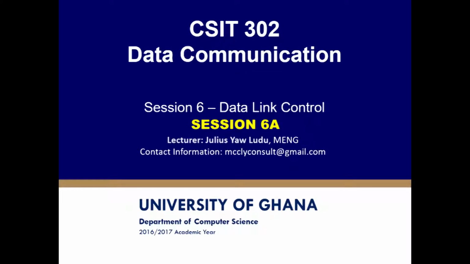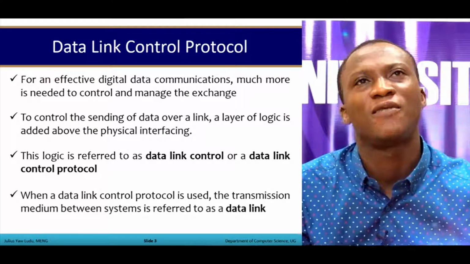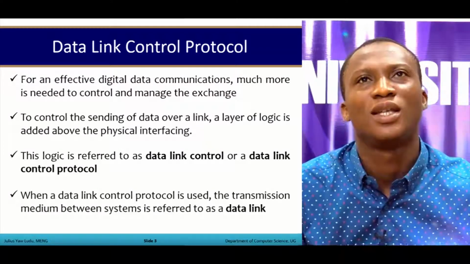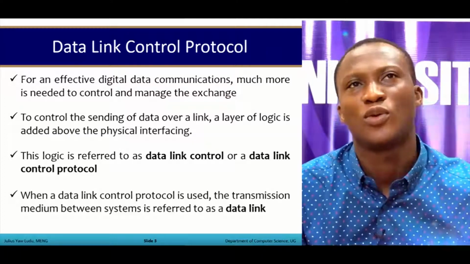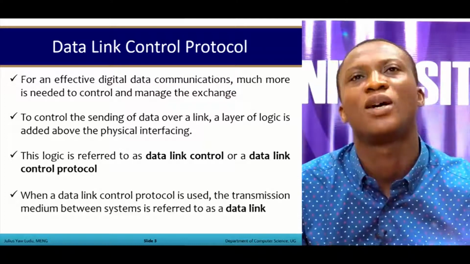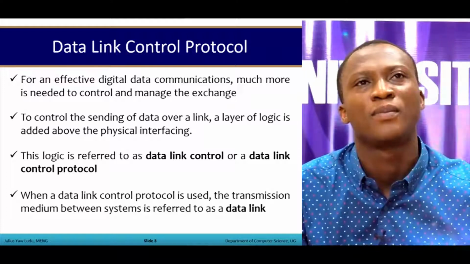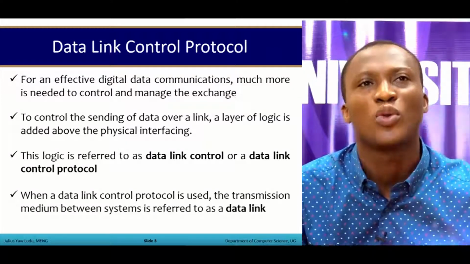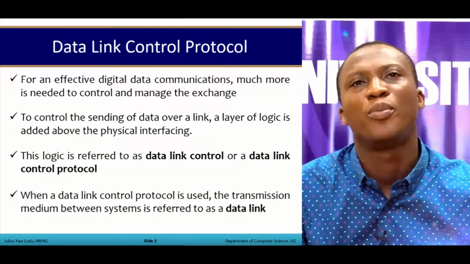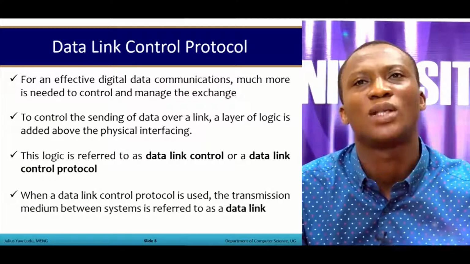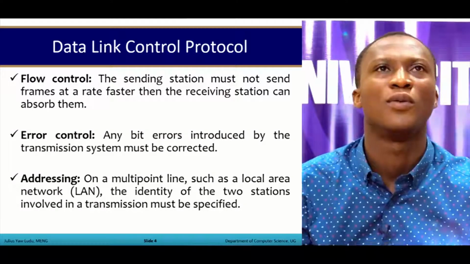Today we'll be looking at data link control, a very vital part of data communication. For effective data communication, much more is needed to control and manage the exchange of data. To control the sending of data over a link, a layer of logic is added above the physical layer. This logic is referred to as the data link control or the data link control protocol. When a data link control protocol is used, the transmission medium between the systems is referred to as the data link.